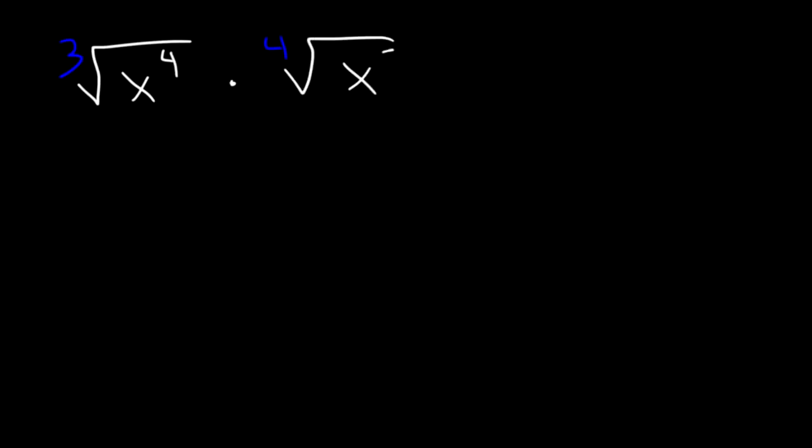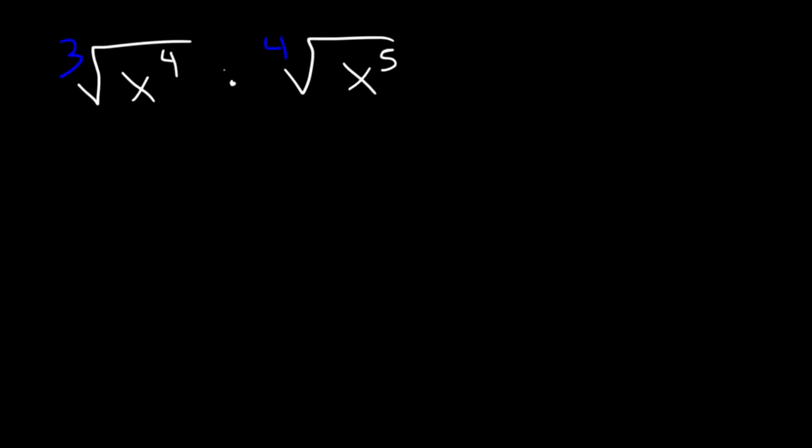Now, how would you simplify this expression? What is the cube root of x to the 4th power multiplied by the 4th root of x to the 5th power? What would you do here?